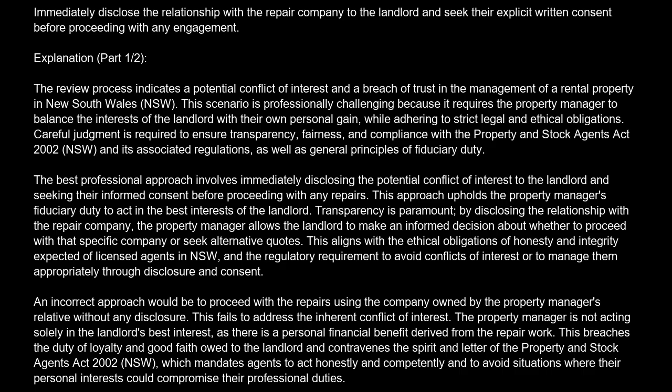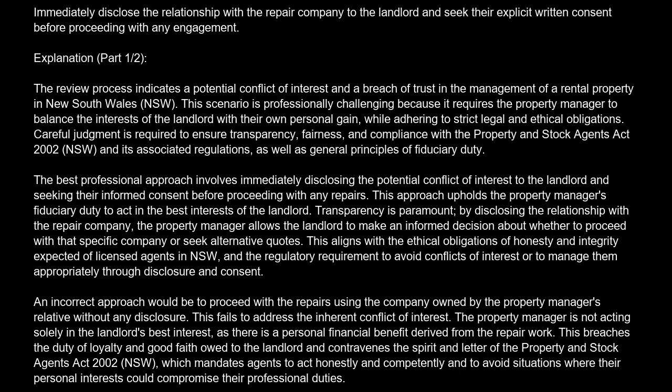The best professional approach involves immediately disclosing the potential conflict of interest to the landlord and seeking their informed consent before proceeding with any repairs. This approach upholds the property manager's fiduciary duty to act in the best interests of the landlord. Transparency is paramount. By disclosing the relationship with the repair company, the property manager allows the landlord to make an informed decision about whether to proceed with that specific company or seek alternative quotes.